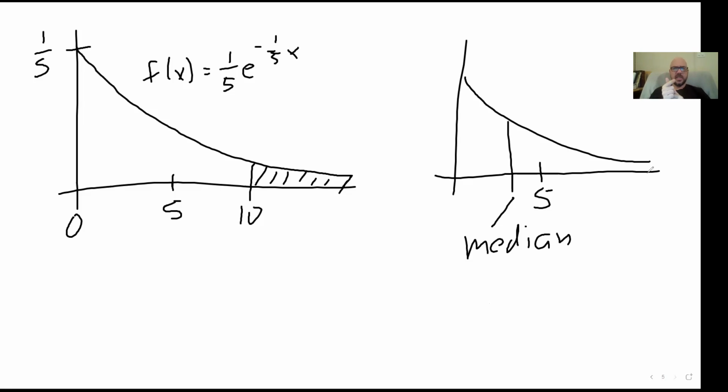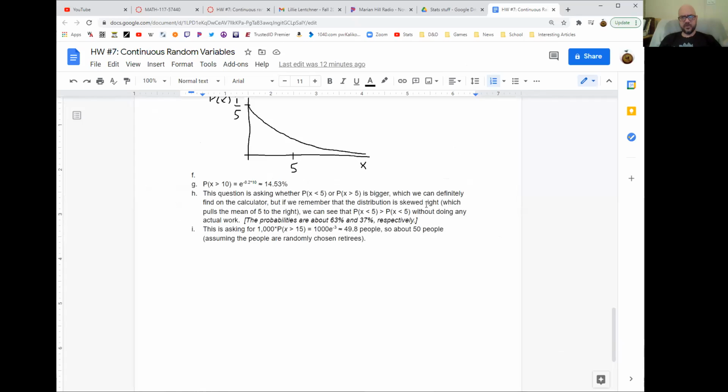At least according to this, which does not sound right to me. Most people I know tend to keep working. Anyway, according to this, more people retire before 65 than after. Right. I think I went and found the numbers. You can find the numbers yourself. They come out to be about 63% left and 37% right.